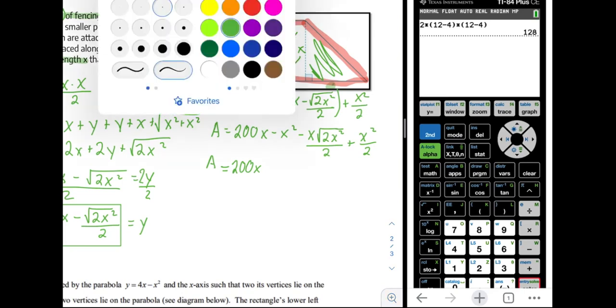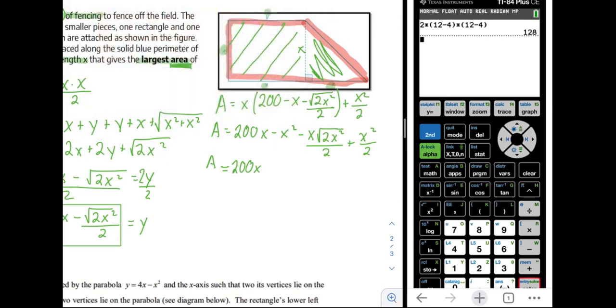So I have, let me change colors, the square root of 2 times x squared. So the square root of 2 times x squared, that's the same thing as saying square root of 2 times square root of x squared. So that means that these will cancel out. And I'm going to be left with x times the square root of 2 times x divided by 2. And then I can add negative x squared plus a half x squared, and that's going to be negative x squared divided by 2.